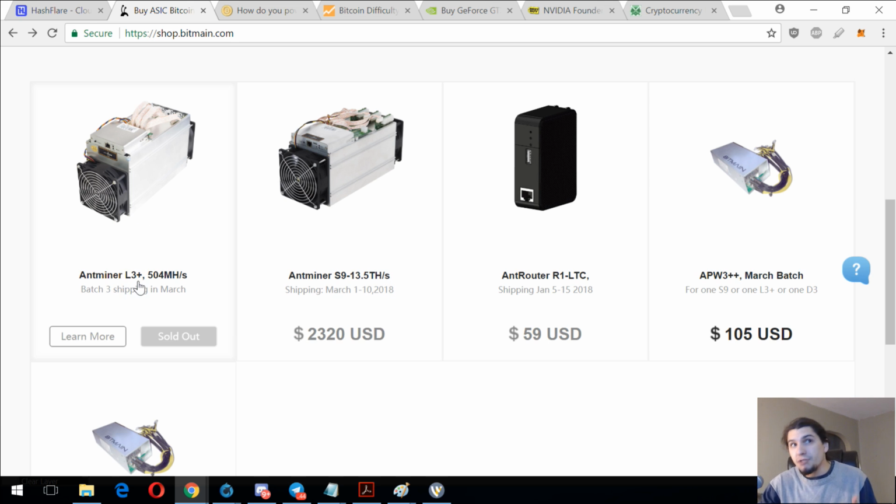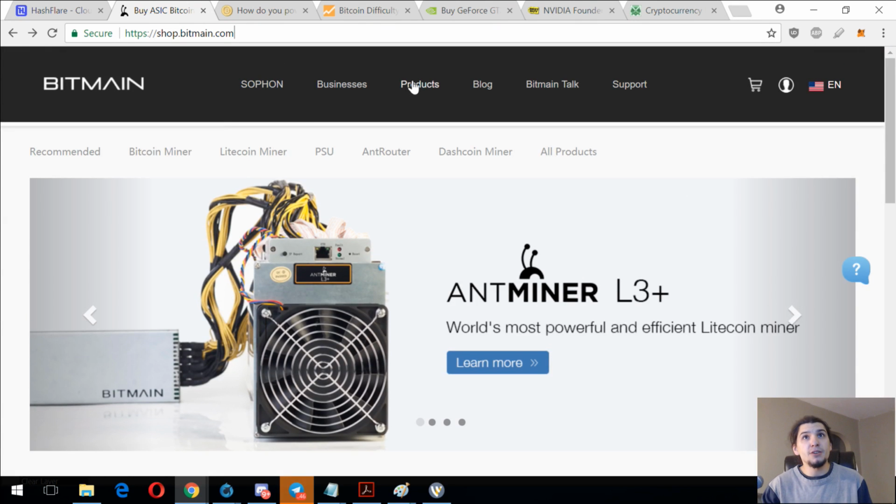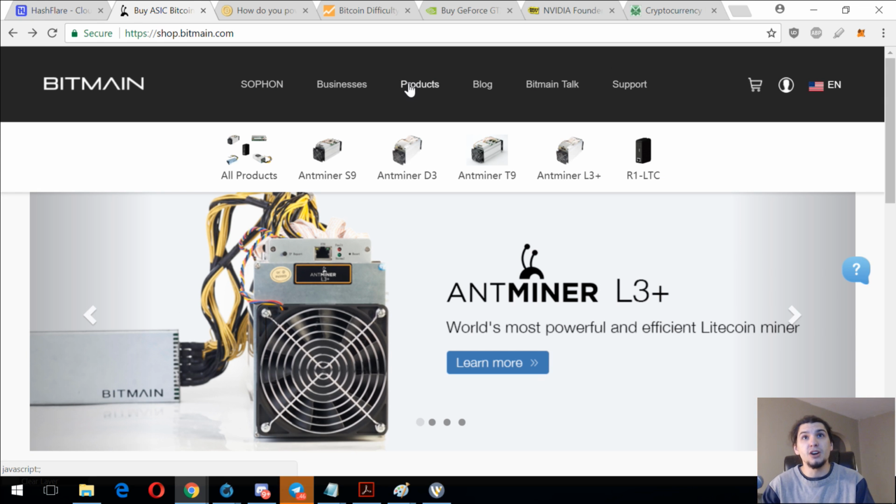The Antminer L3 Plus, L stands for Litecoin, okay? So the Antminer L3 is a Scrypt ASIC. Okay, so this particular machine mines only for Scrypt coins, which one of them happens to be Litecoin, and I forget the other ones. They have a router that mines Litecoin on the side. If I go up under products, they have some other products that they're currently not selling, one being the Antminer D3. And the D3, that's an X11 miner or a Dash miner. They have a T9, which is supposed to be a power efficient version of the S9.